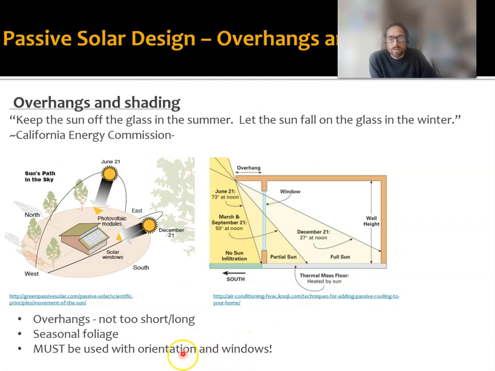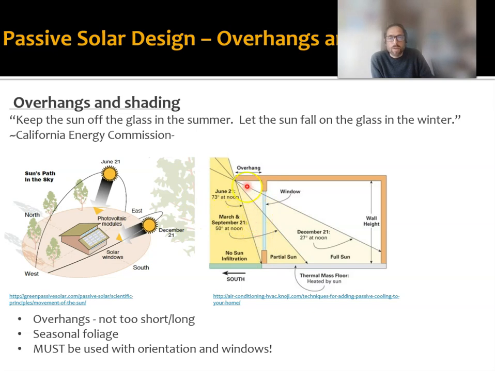The second passive house principle is overhangs and shading. This is neatly summarized here. Keep the sun off the glass in the summer and let the sun fall on the glass in the winter. So you need to have windows on your south side, which we'll go over in a minute. But if you have windows, that's great because let's say you look at this building, right? Here's a simplified building and you have these windows on the south side. So that's great. You can let that sun in the winter.